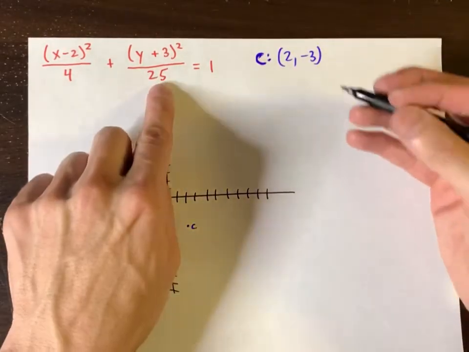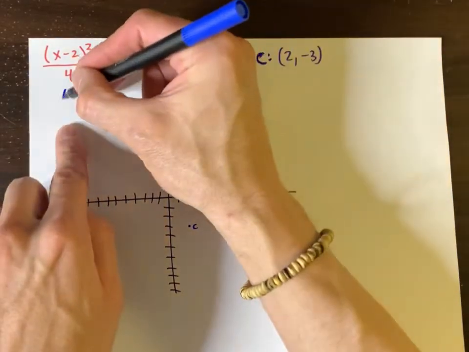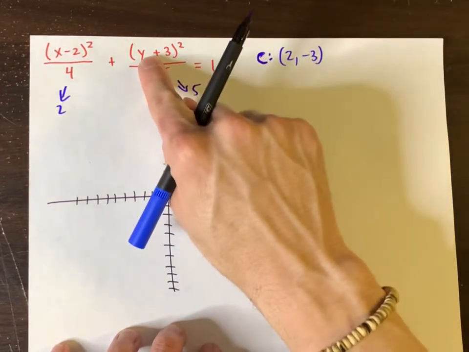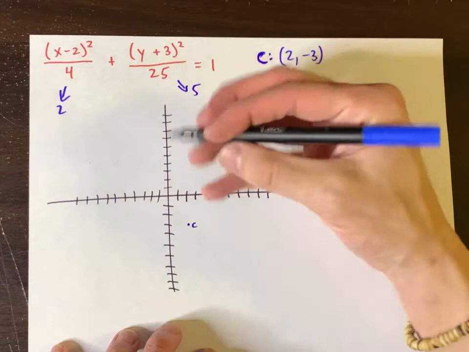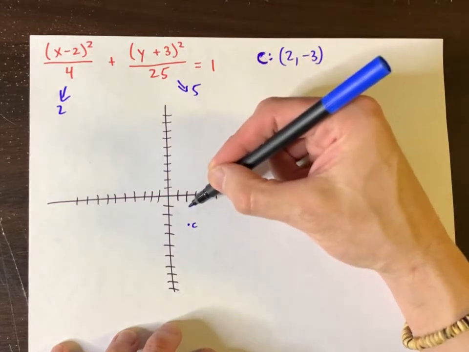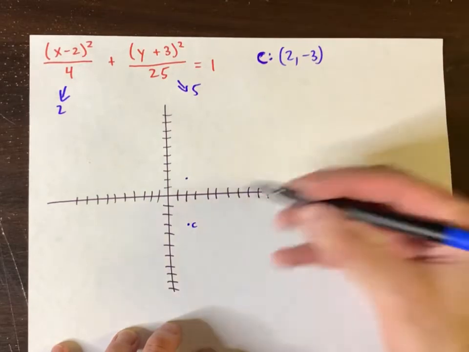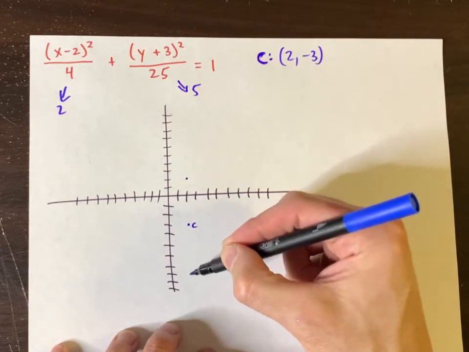Now, square root, square root. If I square root that, I get 5. If I square root that, I get 2. Now the square root, 5, since it's associated with y, from the center, you go up and down 5. So let's go 1, 2, 3, 4, 5, like a point right there. And then from the center, go down 5. 1, 2, 3, 4, 5 here.